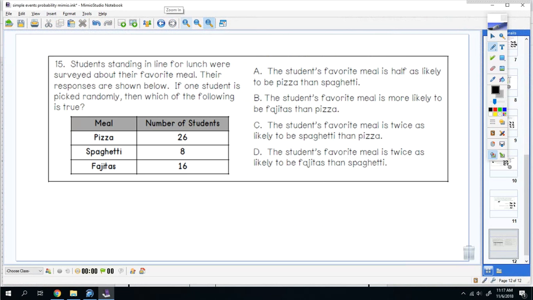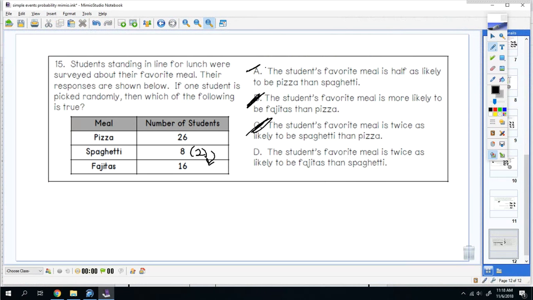Last one. Students standing in line for lunch were surveyed for their favorite meal. The results are shown below. Pick out the following true statement. A. The student's favorite meal is half as likely to be pizza than spaghetti. That's false. Pizza is way bigger than spaghetti. B. The student's favorite meal is more likely to be fajitas than pizza. No. Again, pizza is a bigger one. C. The student's favorite meal is twice as likely to be spaghetti than pizza. That's false, because if I multiply the pizza by 2, that should give me spaghetti. Nowhere close. D. The student's favorite meal is twice as likely to be fajitas than spaghetti. That's true, because if I take spaghetti and multiply by 2, I get 16, which equals fajitas.